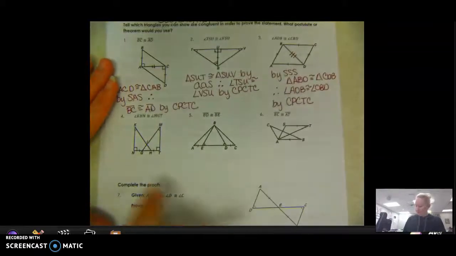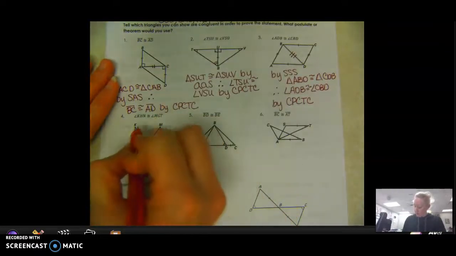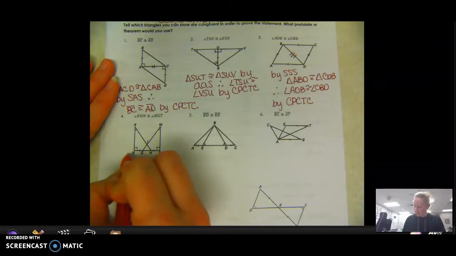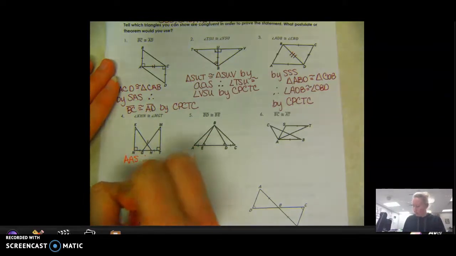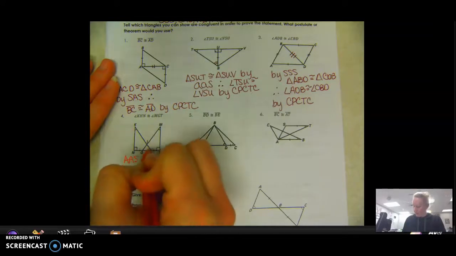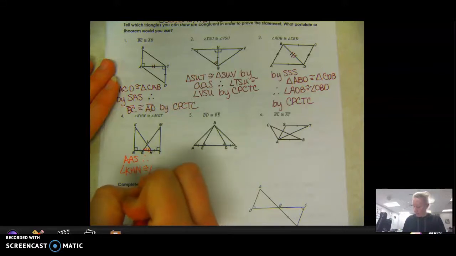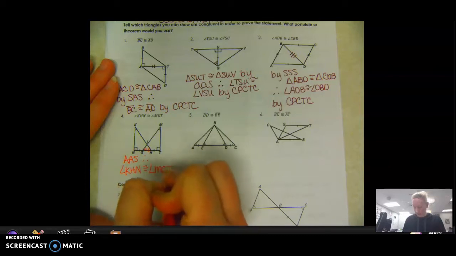All right. Here we have this angle with this angle with this angle, and this side with this side. So that would be angle, angle, side, side, angle, angle. So angle, angle, side. Therefore, triangle KHN is congruent to triangle MGT. So angle KHN is congruent to angle MGT by CPCTC.